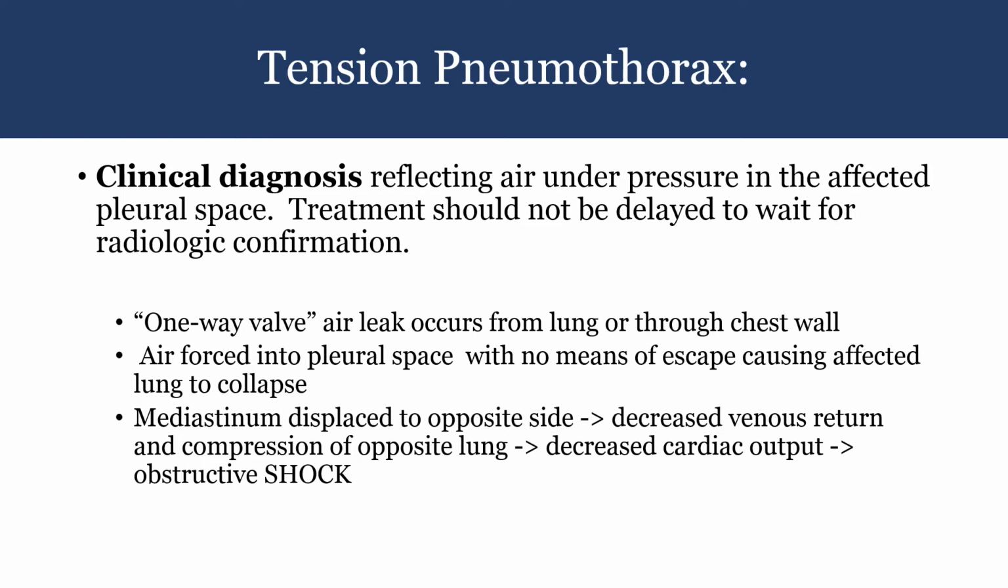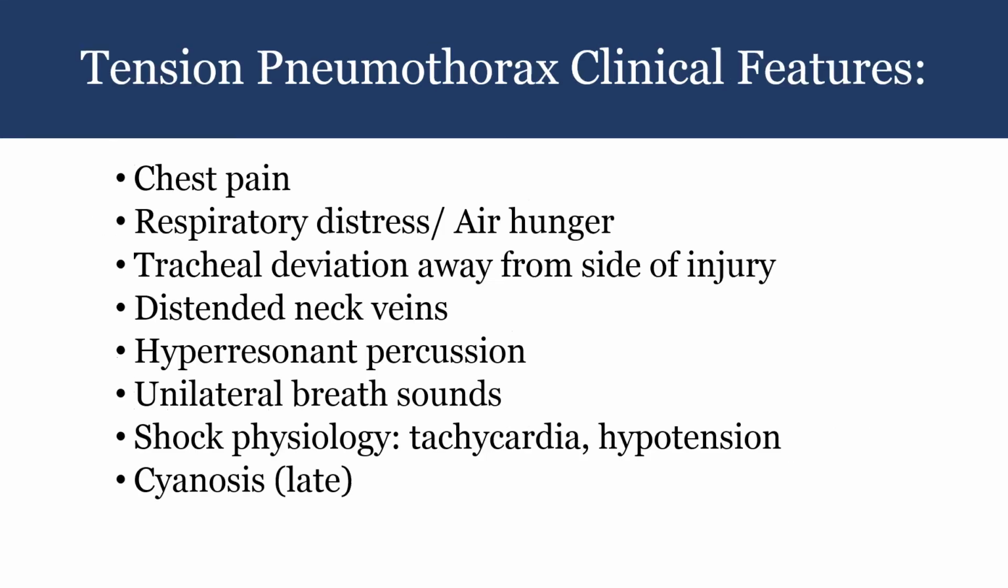For example, if you have the left side of the chest, the left hemithorax, having the tension pneumothorax, you have collapse of the left lung, and once the left lung collapses, then the mediastinum is shifted to the right, and so you have decreased venous return and compression also of the opposite lung, with eventually decreased cardiac output, since cardiac output depends on venous return, and thus the patient goes into obstructive shock.